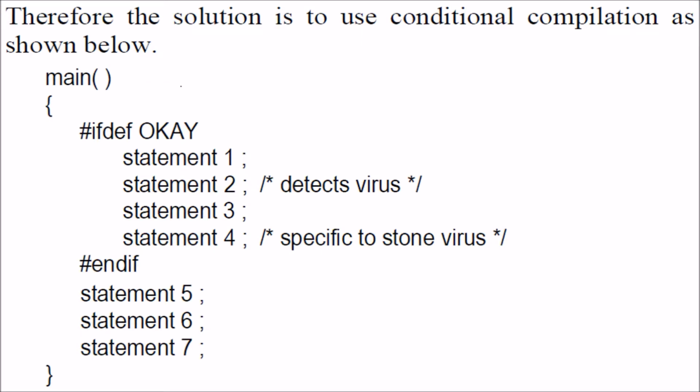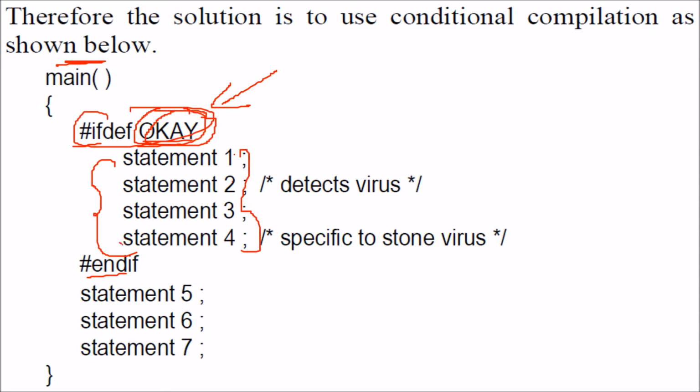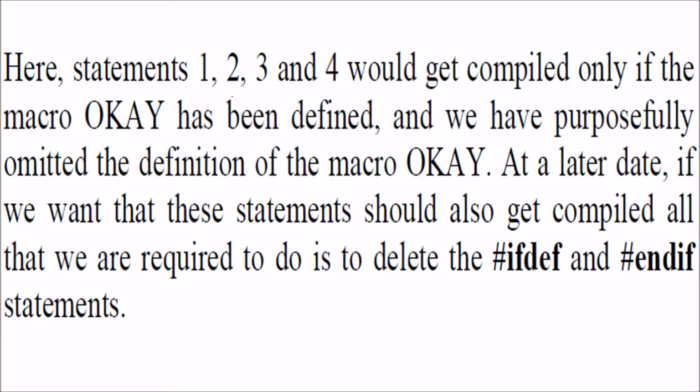This is a solution which I wanted to convey. First is #ifdef OK, lines 1, 2, 3, 4 will be executed, otherwise you will end up here. Just imagine a scenario where OK is not even defined here. There is no OK. So when we have not defined this macro, these lines will never execute. And at some other point, after some days or a week, you decide to run these lines, you just define this OK, or you just remove the directive. So these lines will be run. So this is how #ifdef and #endif will work.